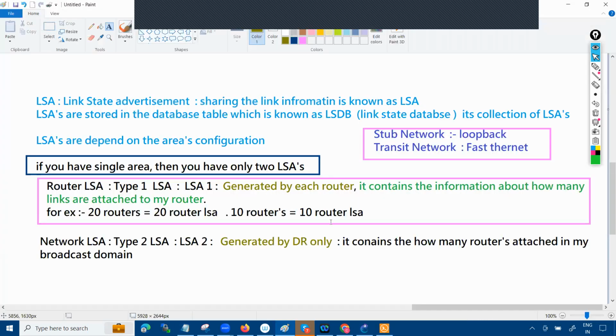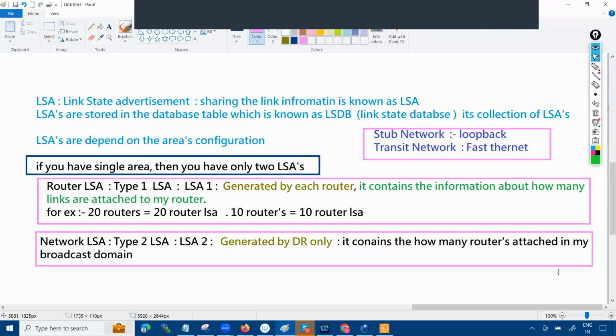Most of it. So another type of LSA we have is called a network LSA, guys. Pay attention. Network LSA is called a type 2 LSA, LSA number 2, generated by the DR only. Most important line: DR only. In one broadcast domain, you have one DR. So if you have 2 DRs in your broadcast domain, then you have 2 network LSAs. And this is going to contain how many routers are attached in my domain.